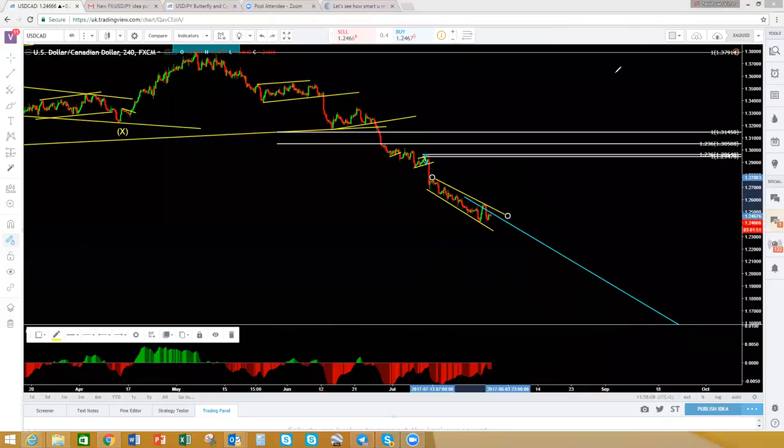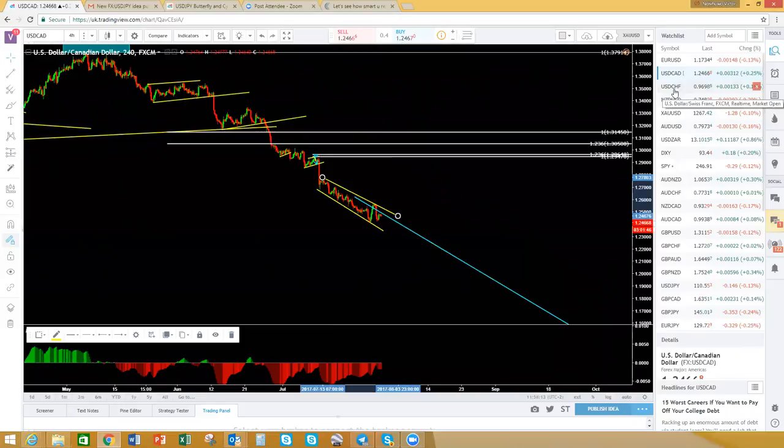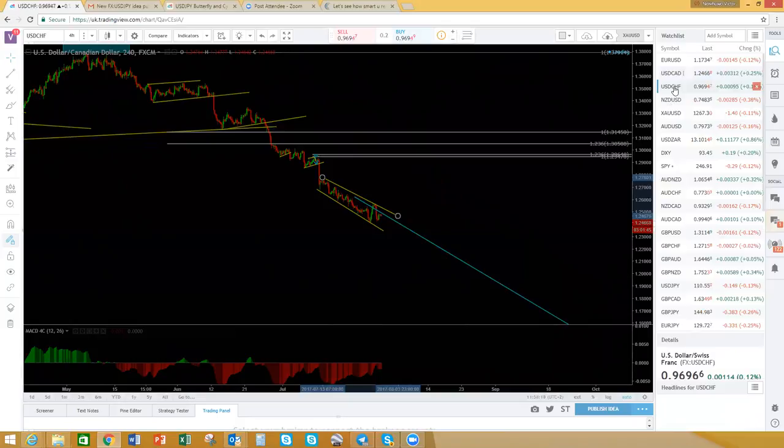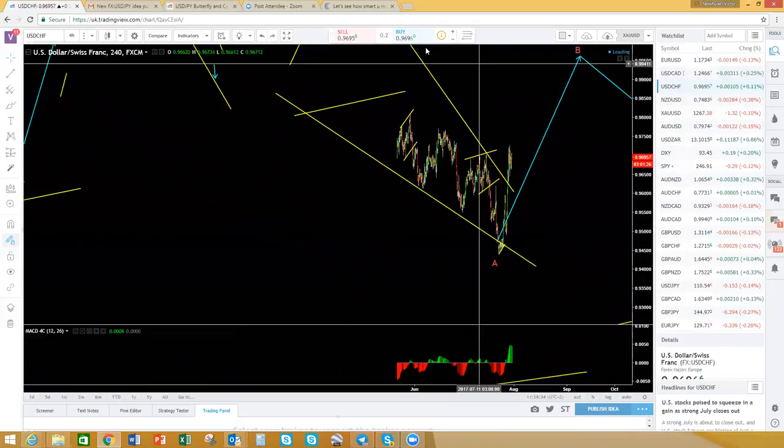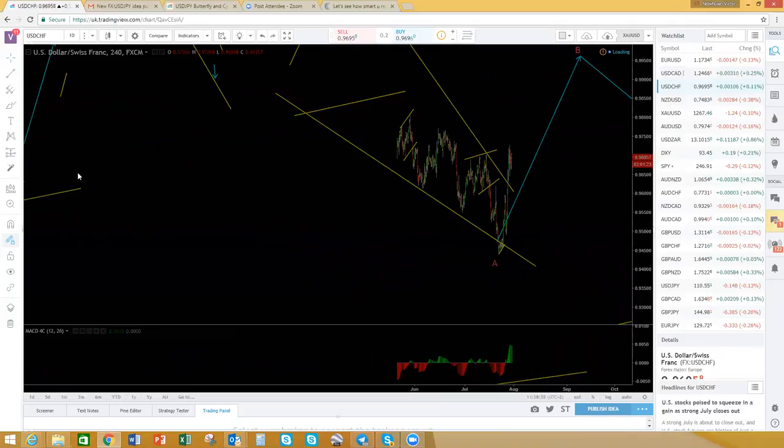Next one. US dollar CHF, what are we looking at here? So with this method, the Elliott wave method, it is a forecasting method. You do not just trade trend lines, because if you just trade trend lines, you don't necessarily know where the market is going to turn, right? So I'm going to go to the daily chart and show exactly what I showed last week. And this one has played out exactly what we anticipated last week.